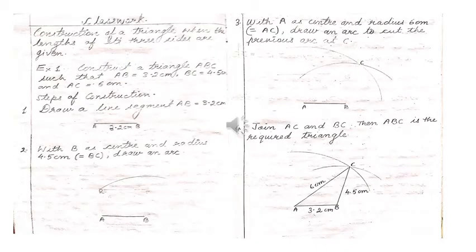Now, let's discuss how to make the triangle. Now, construction of a triangle when the lengths of the three sides are given. Now, example 1. Construct a triangle ABC such that AB is equal to 3.2 centimeter, BC 4.5 centimeter, and AC as 6 centimeter. Now, steps of construction.